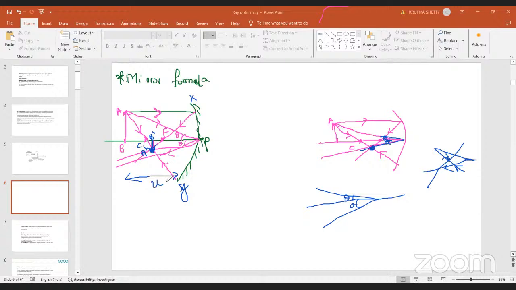This is called the object distance U. Then where the image is formed, that is called the image distance V. And the distance between the pole and the focus is called the focal length. Yes, in the figure, any doubt? If any doubt is there, once again I'll tell you. Please tell me if any doubt is there for the figure. You are free to ask.